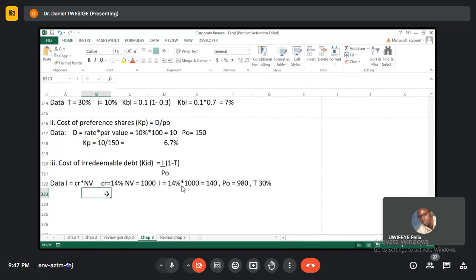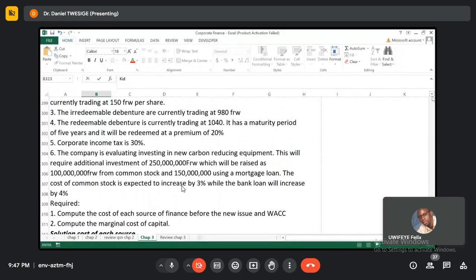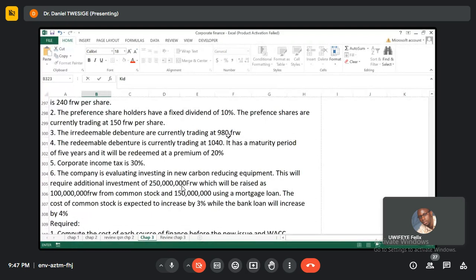So if I substitute in my formula... Yes, please. Where have you got the nominal value? So where is the value of redeemable shares? I have not been given it, but I was given the market value. Remember what we talked about? The market value is 980. Automatically, this tells me this debt is currently trading at a discount. So its nominal value is 1,000. Okay. Yes.